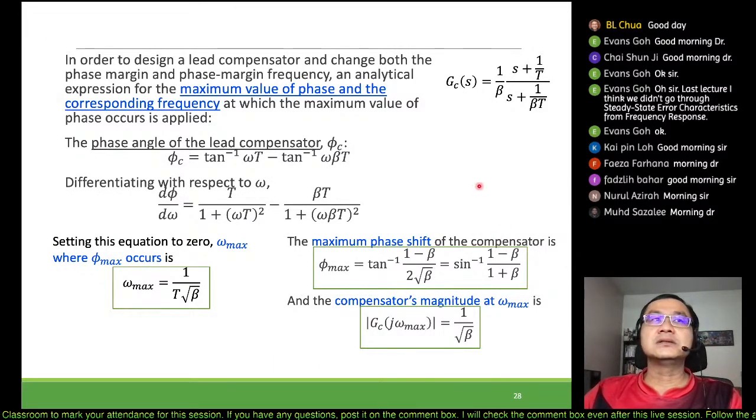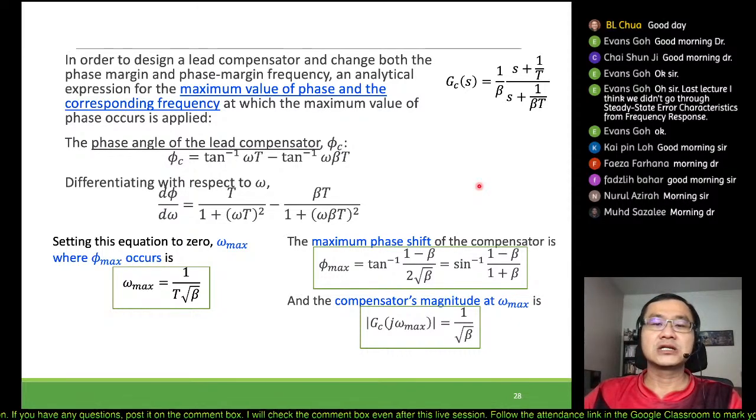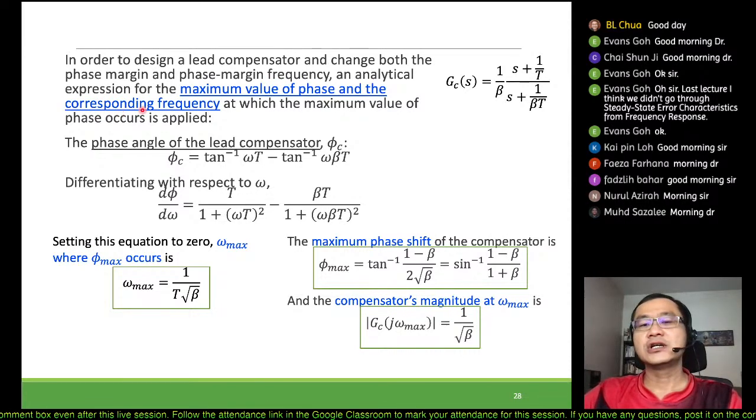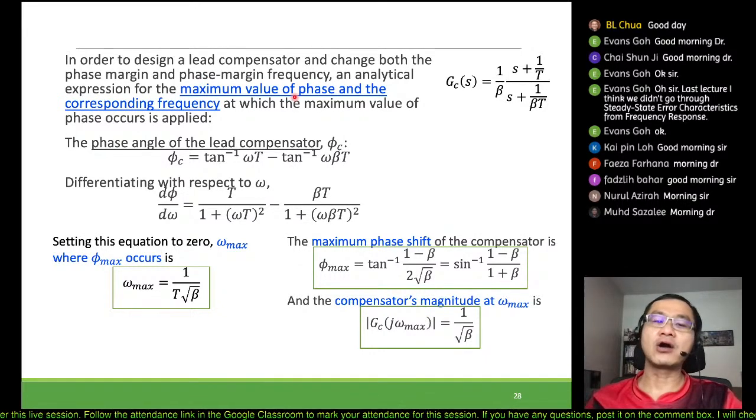Now again, you would need these analytical expressions in order for you to design the lead compensator. In the lead compensator, what you need is to figure out what the maximum value of phase is, and what the corresponding frequency is when this maximum value of phase occurs.